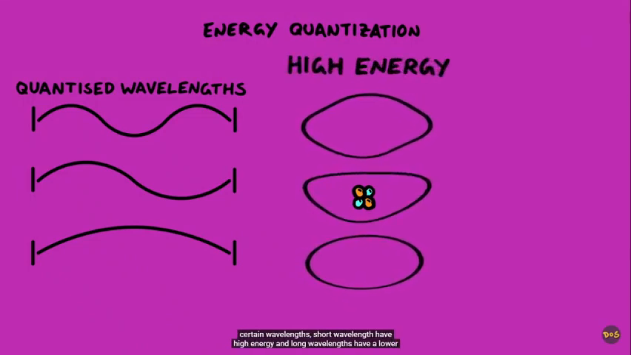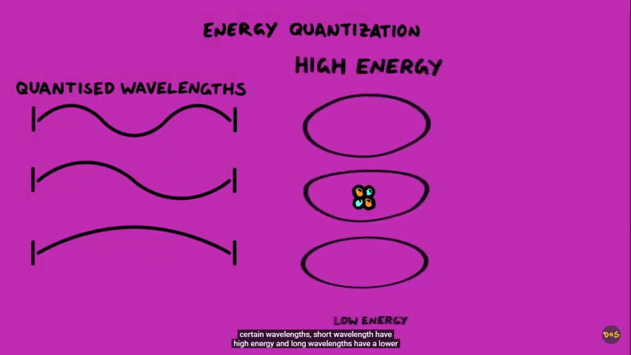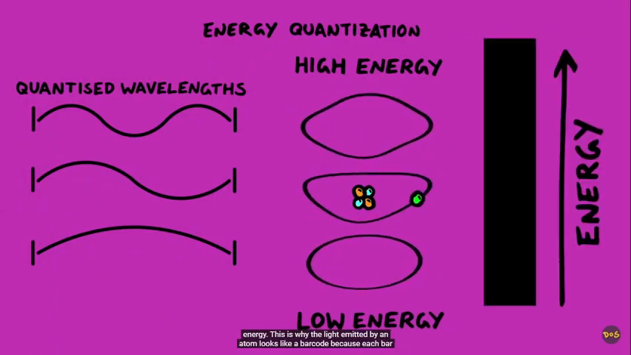Short wavelengths have a high energy and long wavelengths have a lower energy. This is why the light emitted by an atom looks like a barcode, because each bar of light corresponds to an electron jumping from a wave with a high energy to one with a lower energy, and, at the same time, emitting a quantized photon of light when it does this. So the light from an atom is quantized to discrete packets of energy.